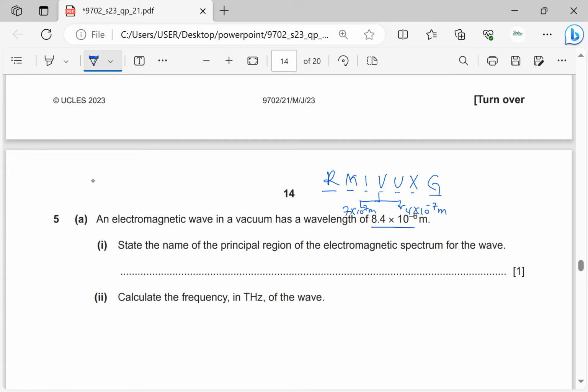If I have 7 times 10 power minus 7 and I add power 2, I get 10 power minus 5. This will be infrared. That means between 10 power minus 7 and 10 power minus 5, we have infrared. So this wavelength, 8.4 times 10 power minus 6, is between 10 power minus 7 and 10 power minus 5. So it must be infrared.